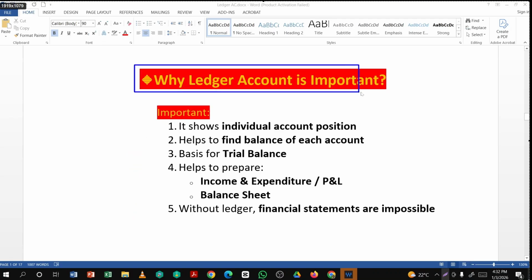Why is the ledger account important? The ledger account is important because it shows individual account position, helps to find the balance of each account, is the basis of the trial balance, and helps to prepare the income and expenses or profit and loss account and the balance sheet. Without a ledger, financial statements are impossible. For that reason, the ledger account is important.